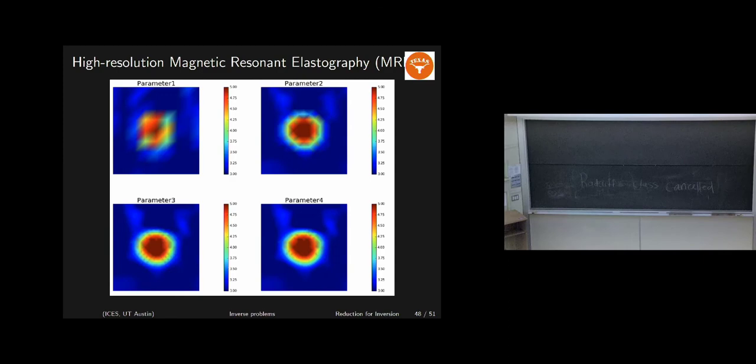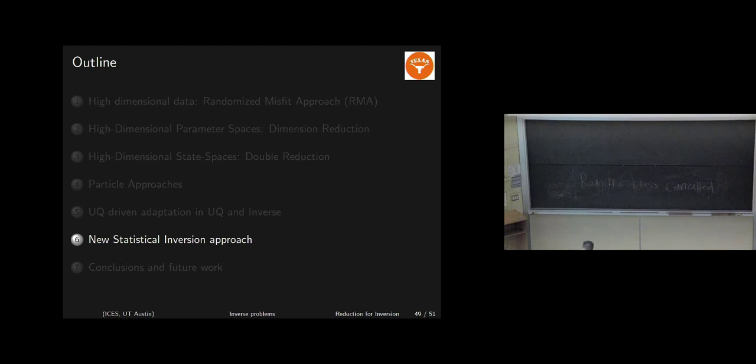And this, what we believe, should be the way. You shouldn't start, well, of course both ways are okay, but instead of starting from a high-dimensional parameter space and then trying to reduce, here we adaptively, based on the information of the data, come up with where you actually should have parameters to invert for, and where you should put fewer. Okay.